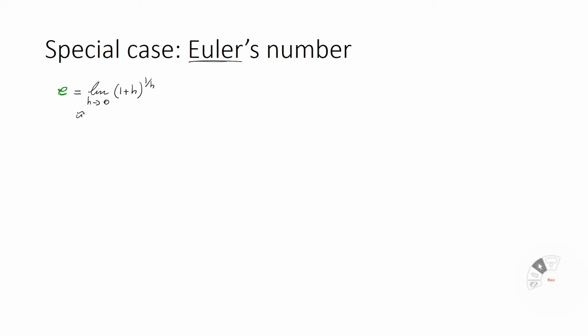This value actually turns out to be something around 2.71 and so on. And the definition of the number you can also write a little bit differently as the limit as n goes to infinity of (1 plus 1 over n) to the power n. And so in order to switch between these two formulas, you have to put h equal to 1 over n.